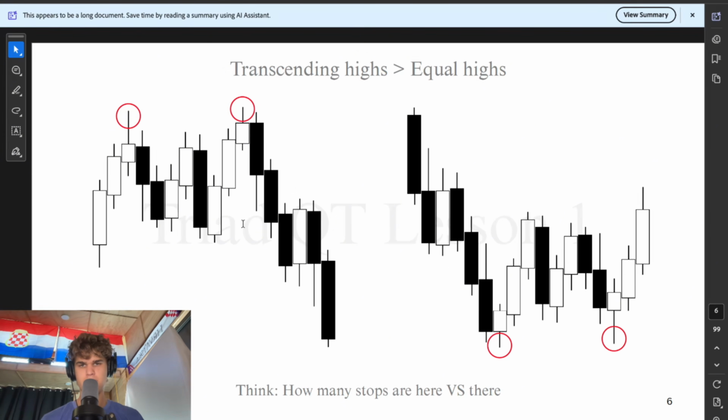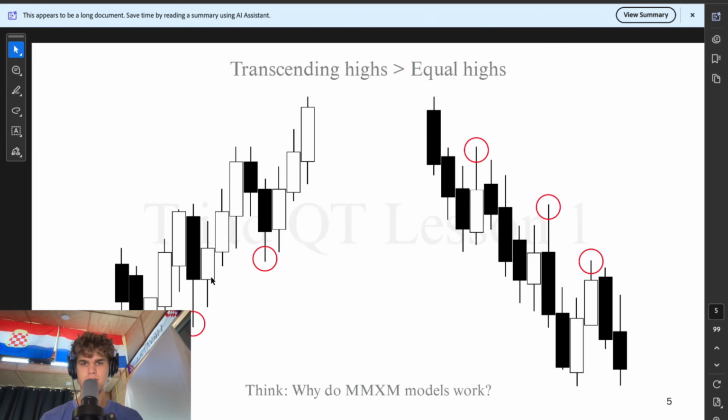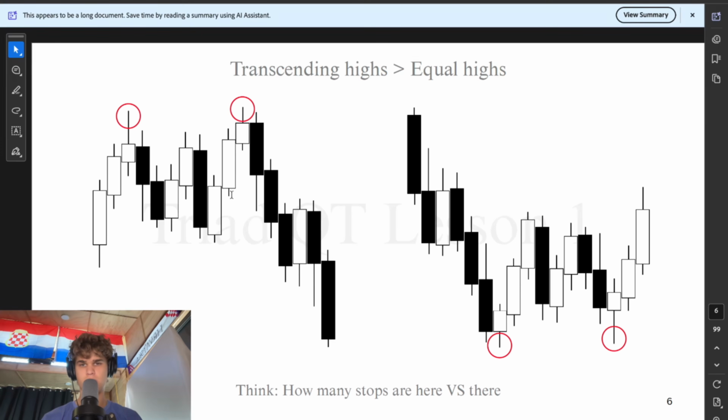So that essentially leaves one answer. This is more potent. There are more people trading the trend, dragging their stops under these lows, than there are reversal traders. It's plain and simple.